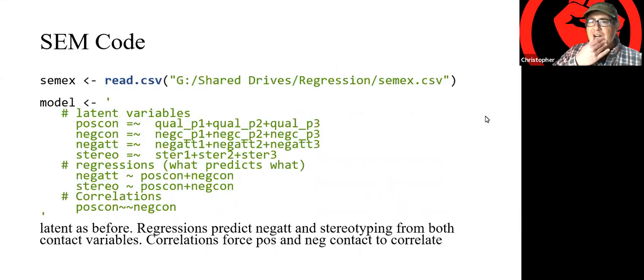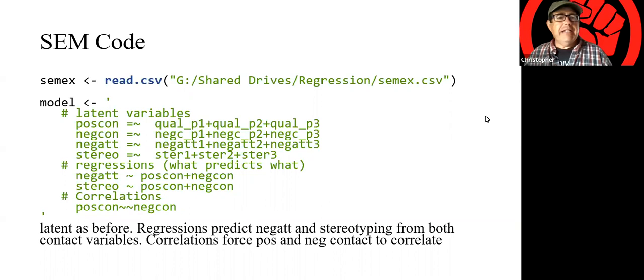And here is the example. You can see I've built my 4 latent variables. I have positive contact, negative contact, negative attitudes, and stereotypes. So I've built those from the 3 measured variables that represent each of them. And then I'm going to predict negative attitudes and stereotyping from both positive contact and negative contact. Notice here, this is probably the first example we've seen where we have multiple dependent variables in the same analysis, or what we would call a true multivariate design.